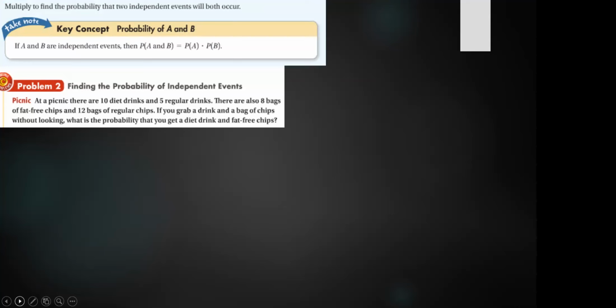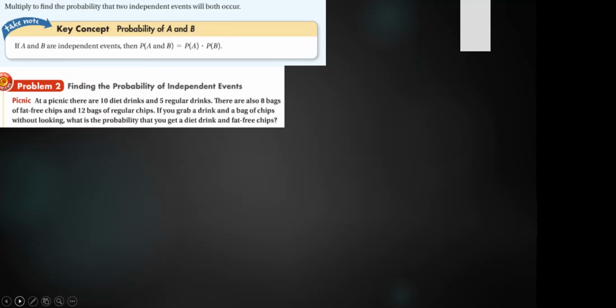And we said that if the two events are independent, we will now see how we can find the probability of A and B. The probability of A and B is the probability of A times the probability of B. So if they are independent, we will learn how we can find the probability of A and B.